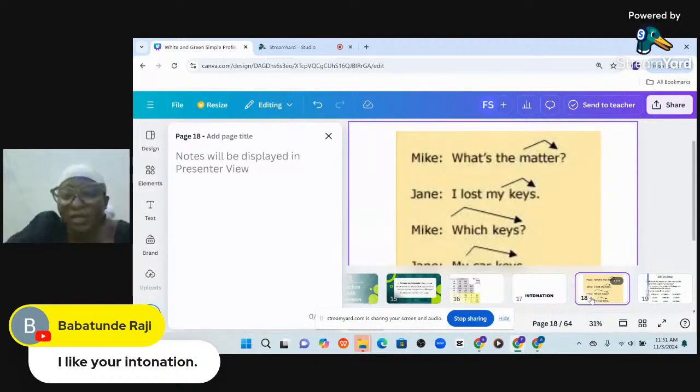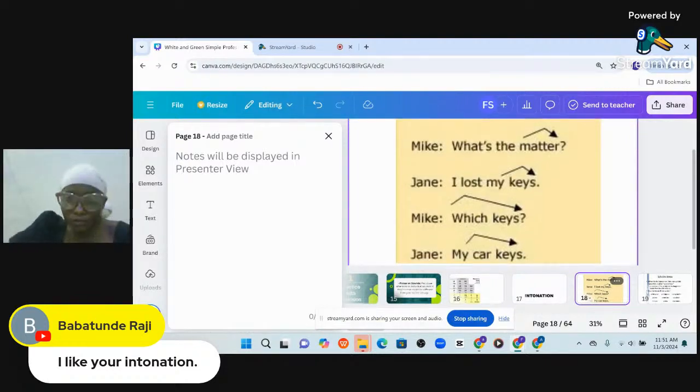Let's look at this short reading. An average Nigerian will read this like this. "What is the matter? I lost my key." "Which key?" "My car key." An average Nigerian would have such conversation. But because you're here, I do not expect you to sound that way again.